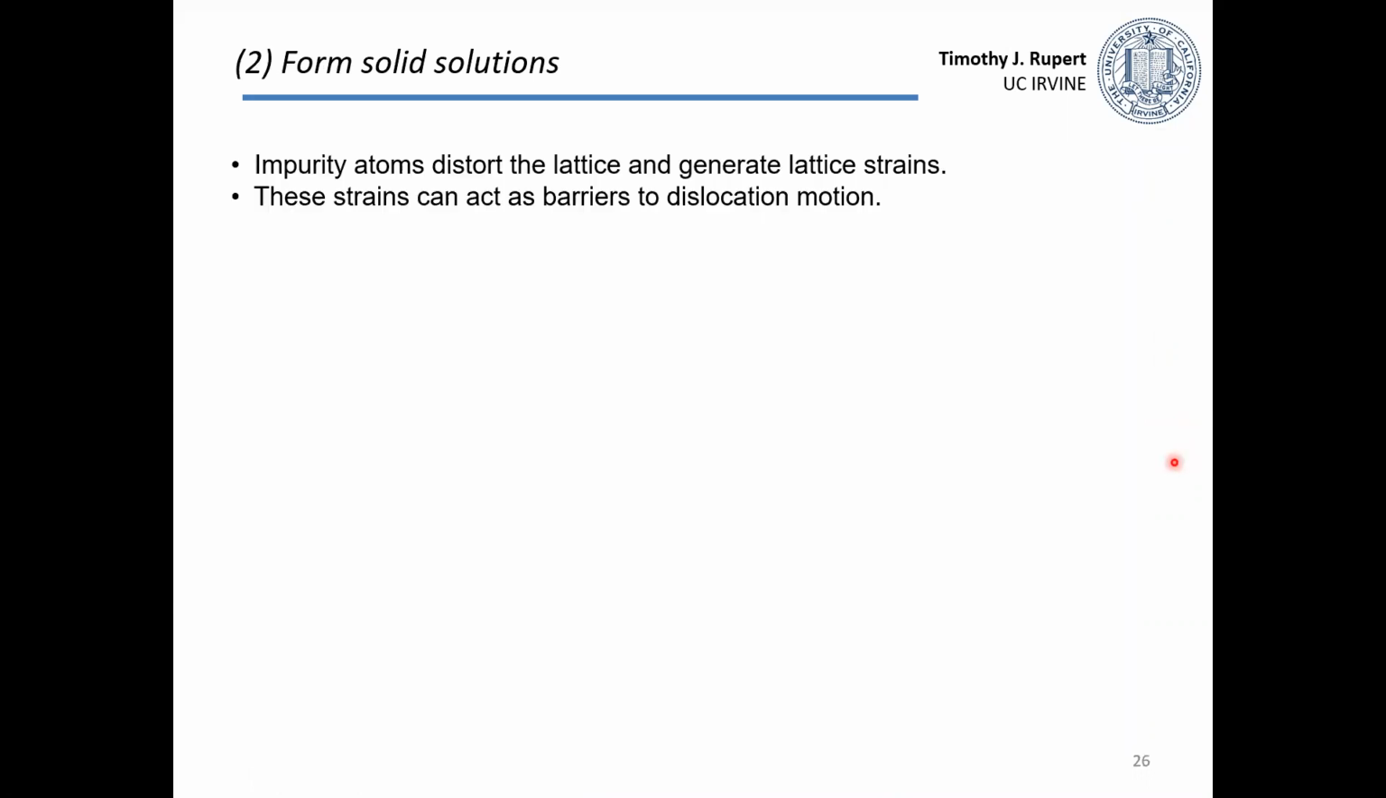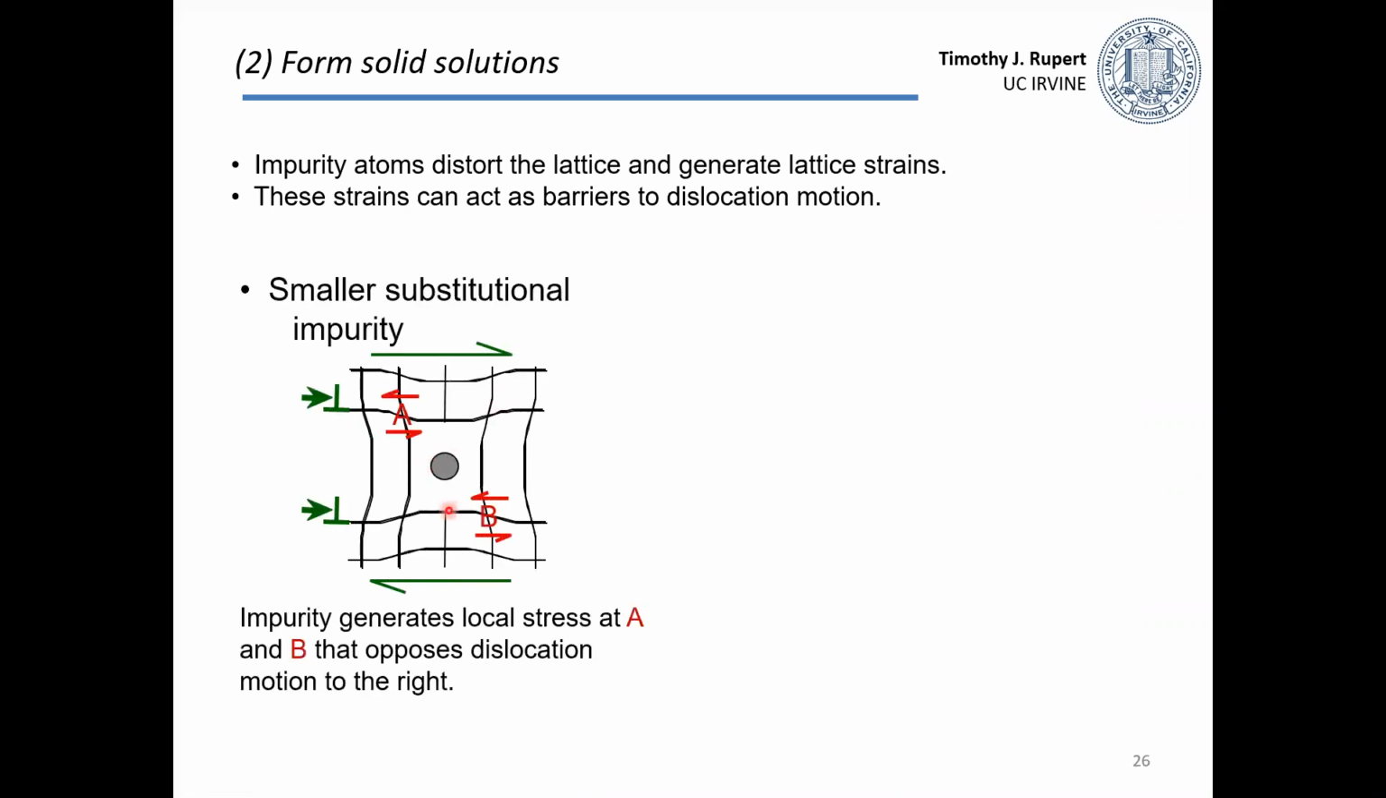So we can actually use this to our advantage, and we can create what are called solid solutions. We're replacing some of those atoms in a way that is going to interact with the dislocations. If we have a smaller substitutional impurity, that's going to cause some tension around the lattice. And as a dislocation moves, it's going to be hard to move it past certain points.